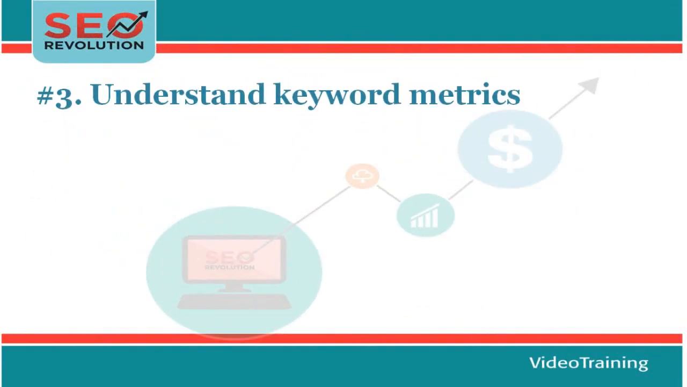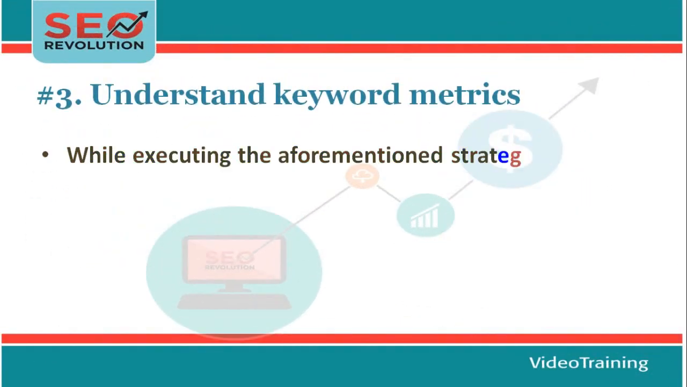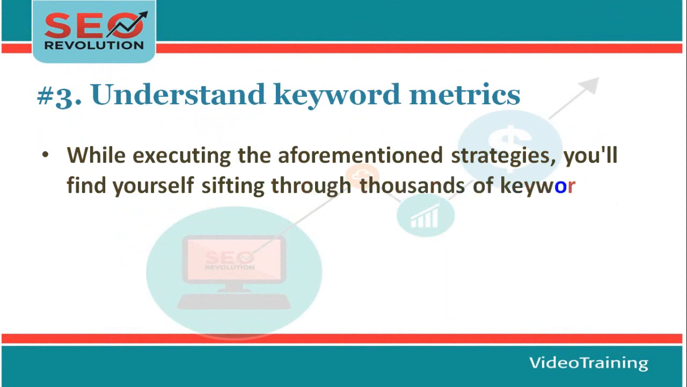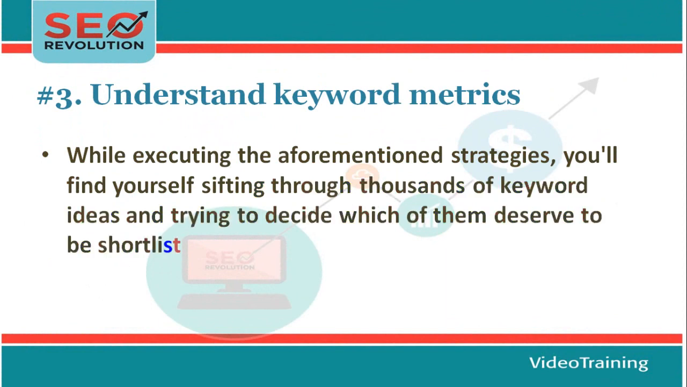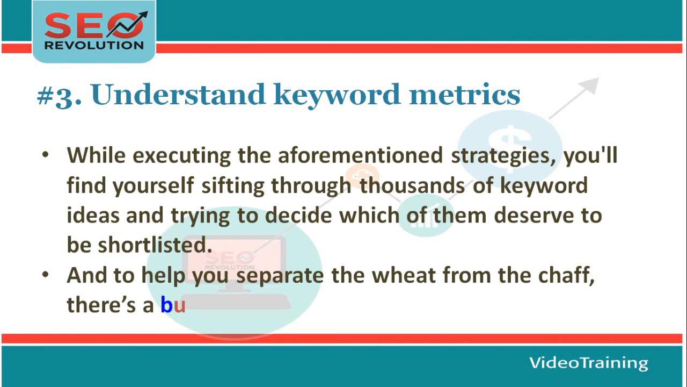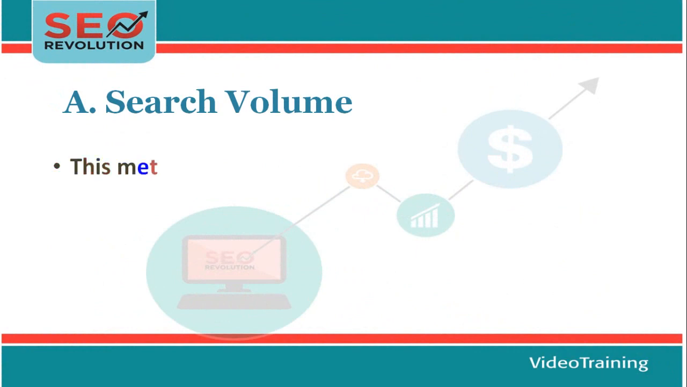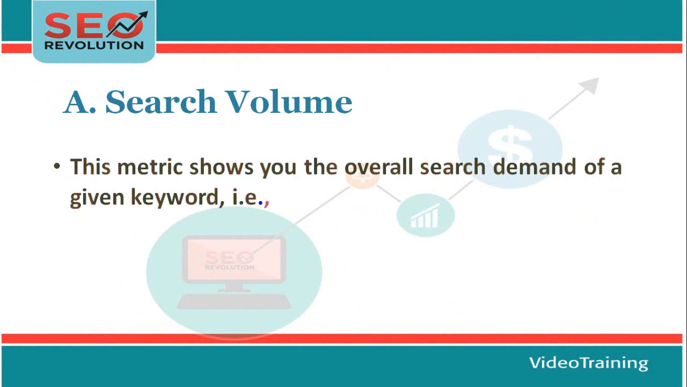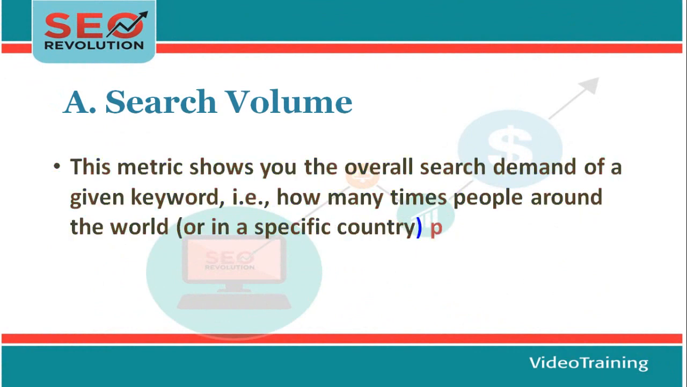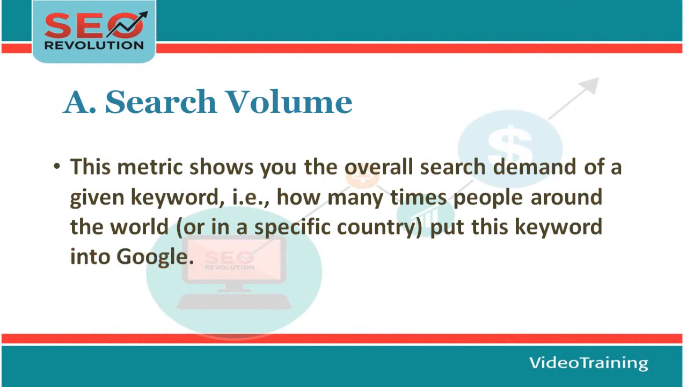Number 3. Understanding keyword metrics. While executing the aforementioned strategies, you'll find yourself sifting through thousands of keyword ideas and trying to decide which of them deserves to be shortlisted. And to help you separate the wheat from the chaff, there's a bunch of cool keyword metrics to consider. A. Search volume. This metric shows you the overall search demand of a given keyword, i.e., how many times people around the world or in a specific country put this keyword into Google.